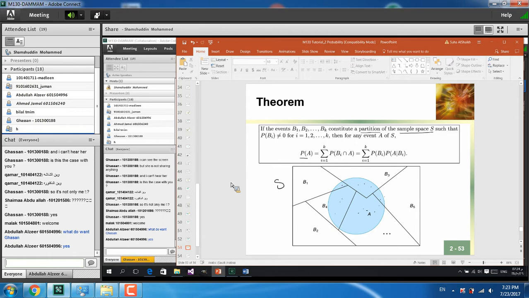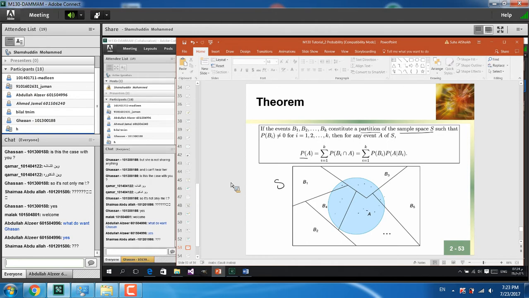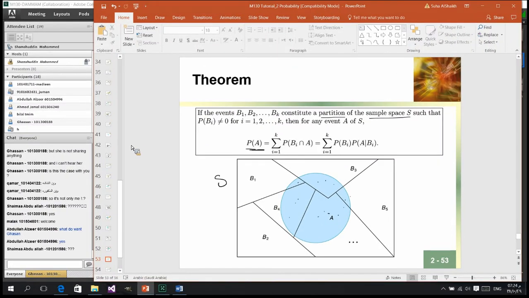Okay, so let's go back to our slide here. We say that when we have a partition for S, I have a partition here for S for sets B1, B2, Bk, and inside I have my A, then the probability of A is equal to the sum of the probability of those small bars that you can see of A, which is B1 intersect A, B2 intersect A, B3 intersect A, till we reach Bk intersect A.